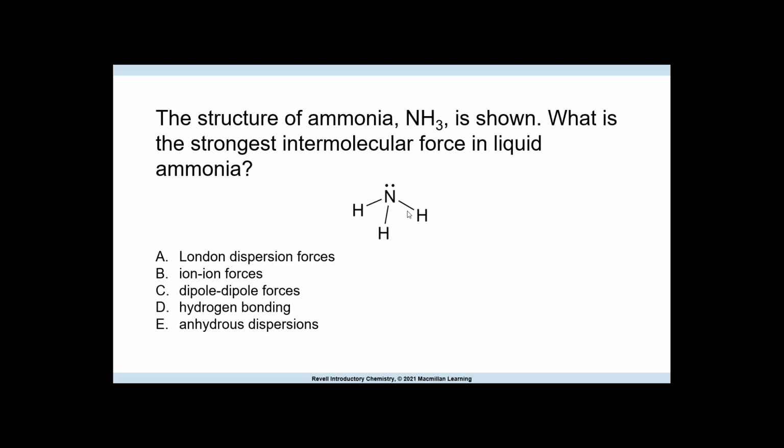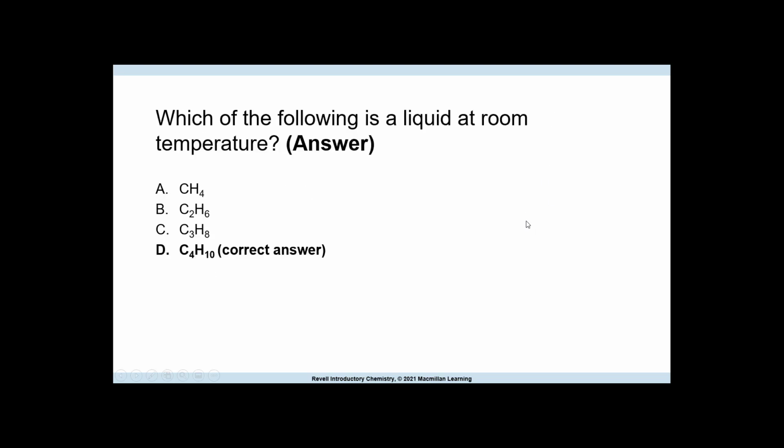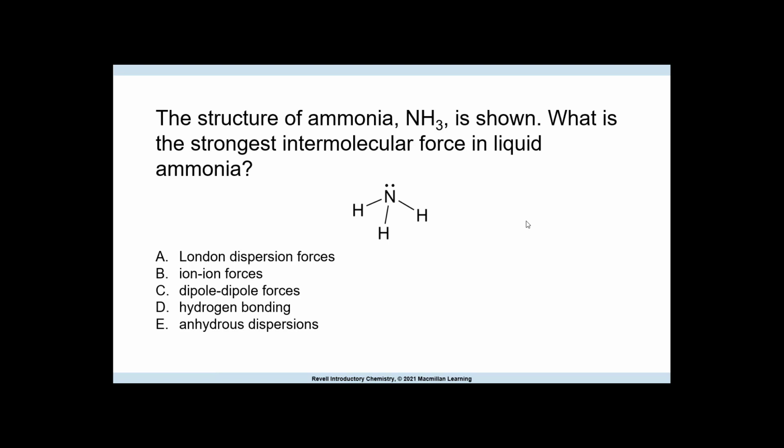The structure of ammonia is shown. What is the strongest intermolecular force in liquid ammonia? That's going to be hydrogen bonding, which is similar to what I pointed out with the last one. What you don't see is that it's got a lone pair on it too, and that also contributes. But it's hydrogen bonding because another compound will come in with an H and it'll be attracted to the lone pair.